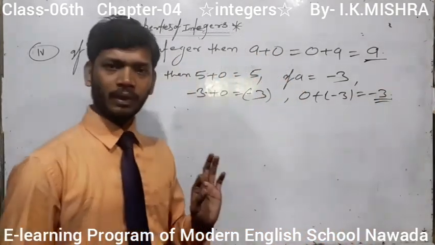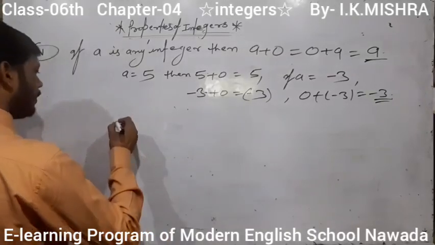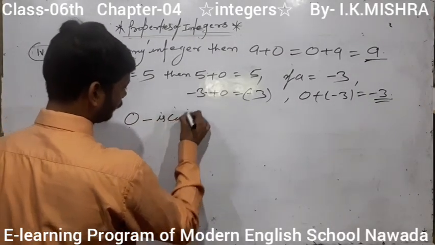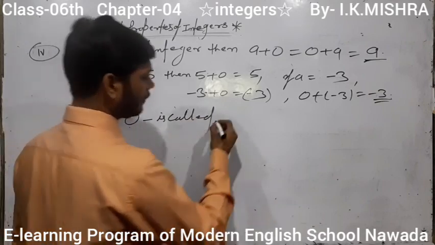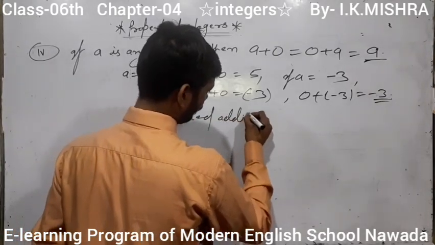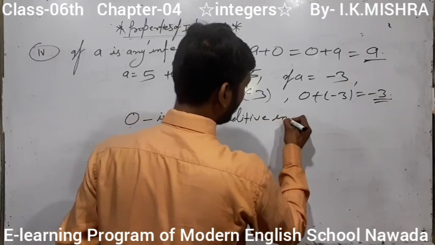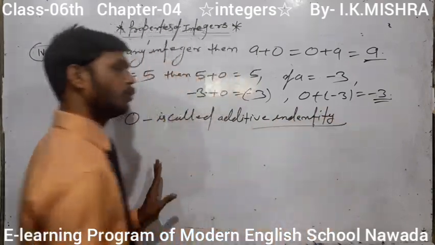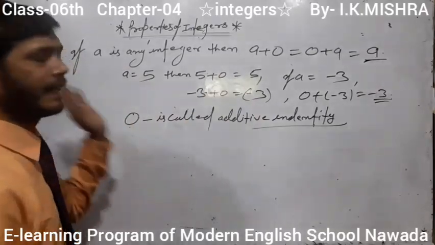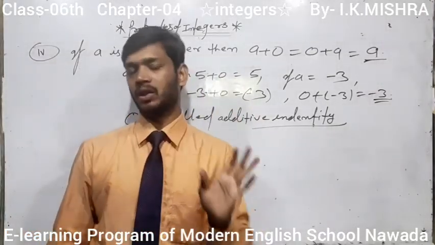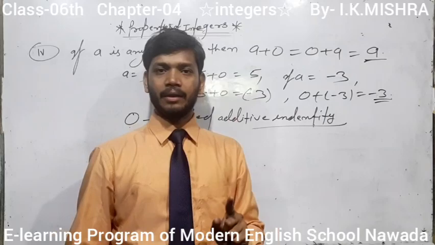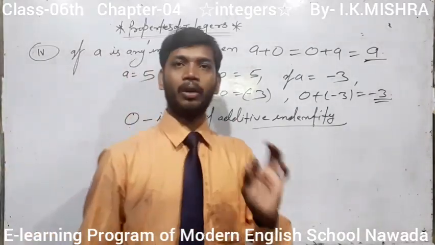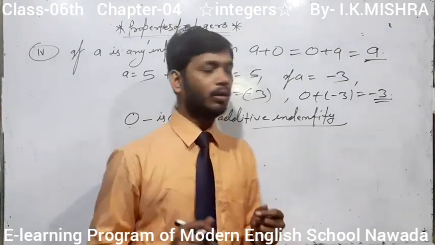Students, here 0 is called additive identity. So this rule is also known as additive identity of integers. Friends, now it's very important and very useful.